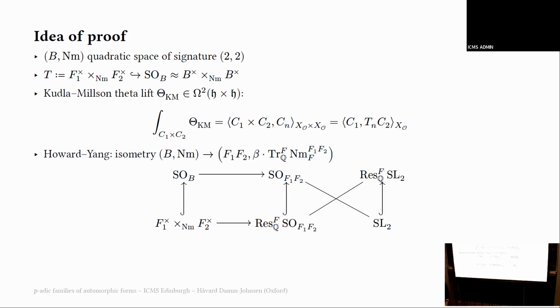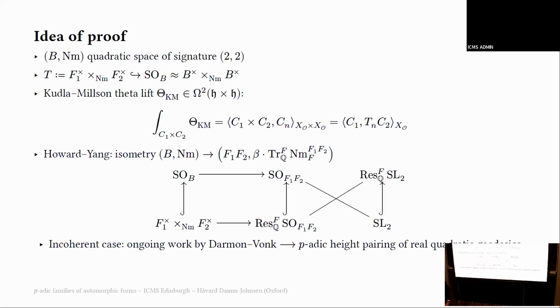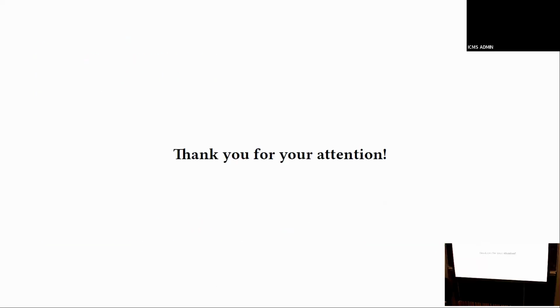That was a bit quick, but I'm running out of time. You can ask me questions about it later if you have them. Of course, the hope, or the dream, is to upgrade this to something that you can do in a p-adic setting. But for various reasons, that seems quite difficult. It's ongoing work by Darmon and Johnsen, and it should morally give you a p-adic height pairing of real quadratic geodesics, whatever that means. I think I'm going to end here, and thank you for the attention.